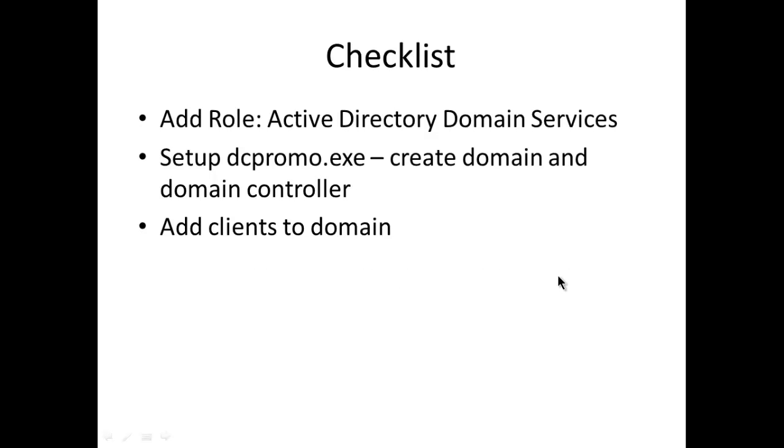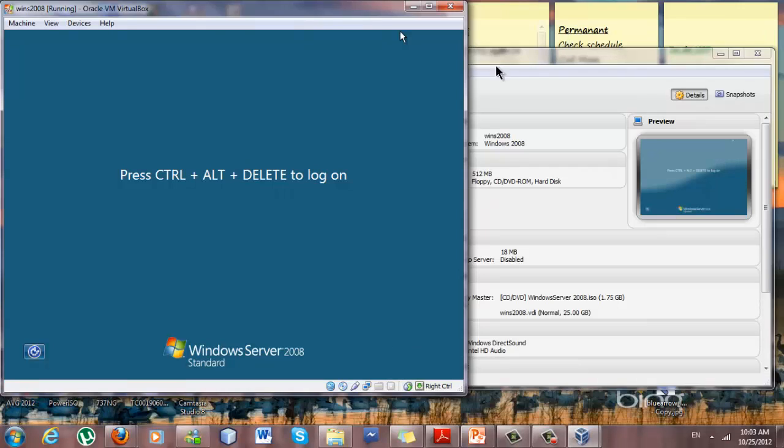So in Active Directory we'll be creating a domain. First, we need to add a role, which will be Active Directory Domain Services, to the server. After that, we'll set up DC Promo. That will actually create a domain and by extension create a domain controller, which will be the server that we're working on. And finally, we'll add clients to the domain. So let's get straight to it.